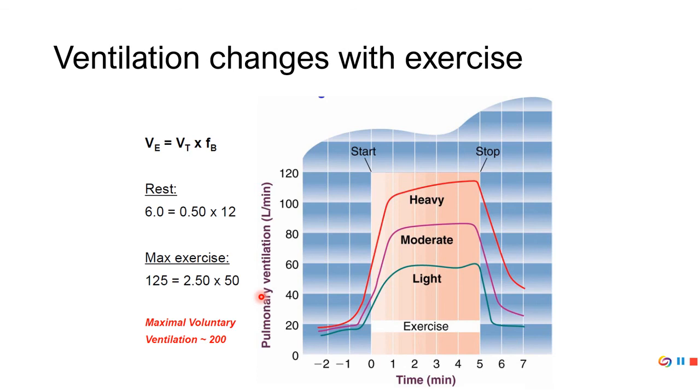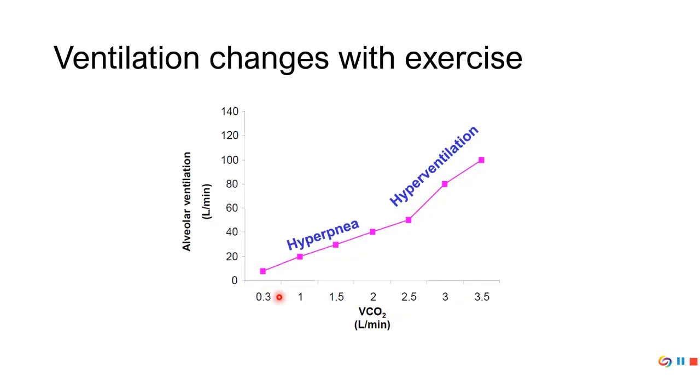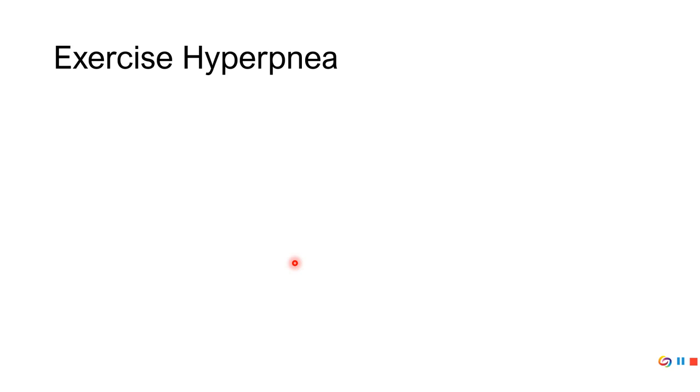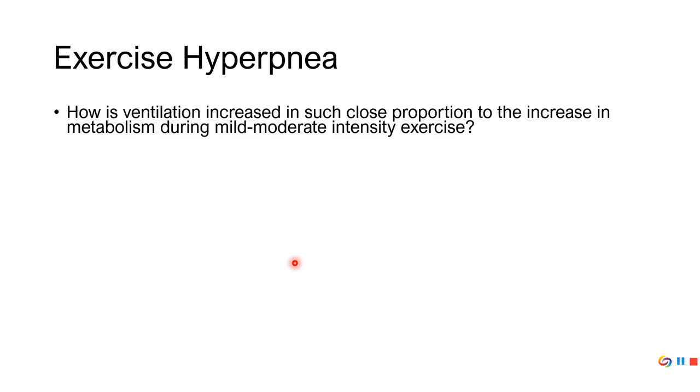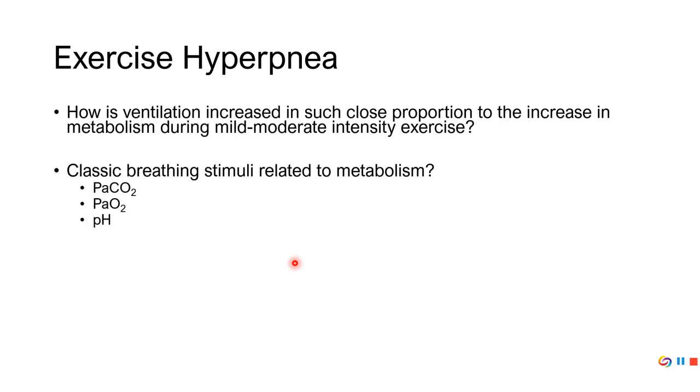Okay? And so when we exercise, it's interesting that we've got these two different phases. We've got hyperpnea and hyperventilation. Now, hyperpnea, if you recall from your physiology class, is just where we increase ventilation to meet metabolic demand. And how does this happen? Well, we think it's due to the fact that we increase CO2, decrease oxygen, decrease pH.